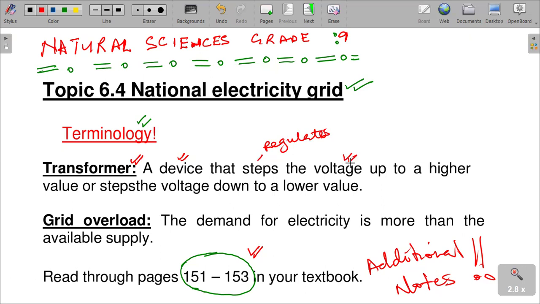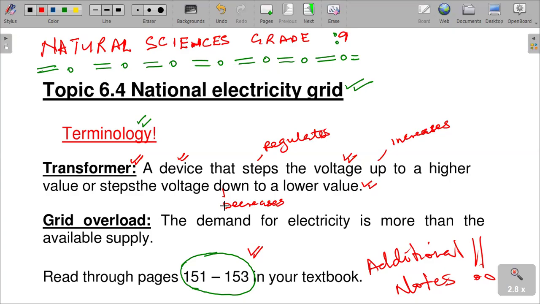So it actually steps the voltage down. It steps the voltage up, that is to say it increases it to a high voltage, or it steps the voltage down, which is to say it decreases it to a lower value. That is a transformer. It regulates the voltage by either increasing it or decreasing it.